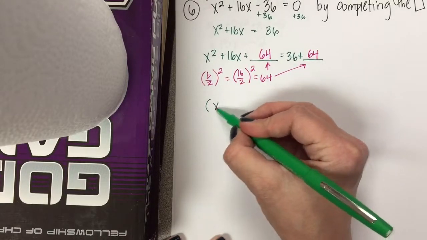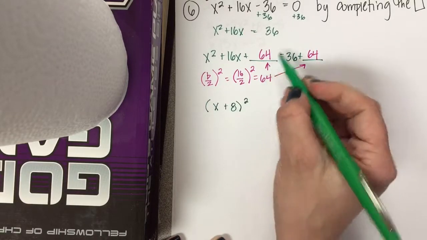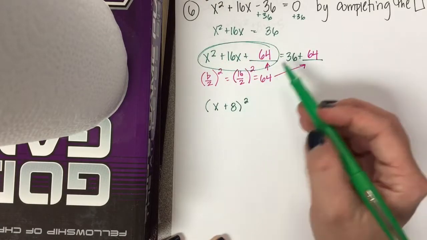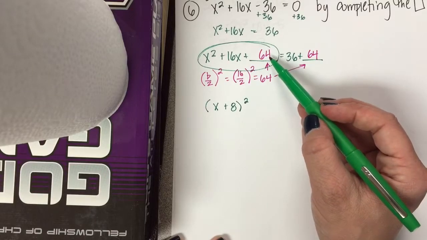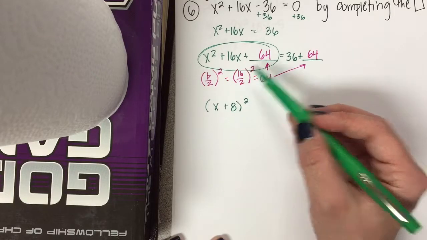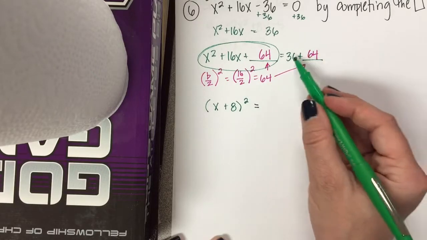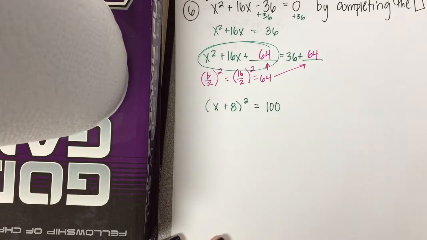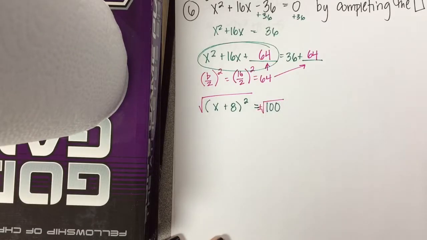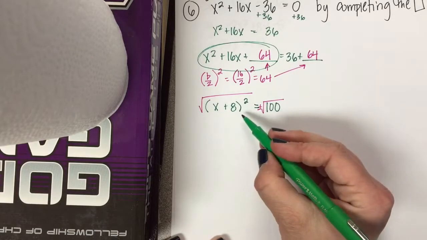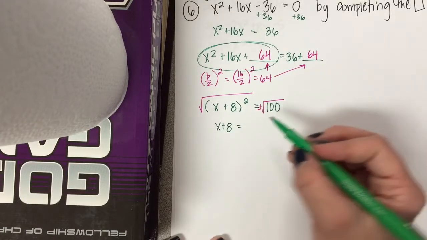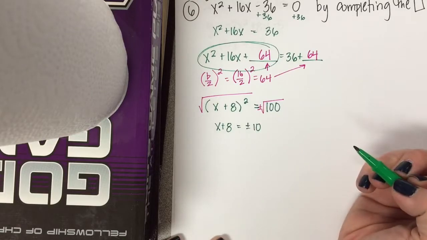So the whole reason I did that was so I could rewrite this part as the square of a binomial, where the square root of 64 is 8. So I know 8 times 8 is 64, and 8 plus 8 is 16. And that now equals 36 plus 64, which is 100. So now I take the square root of both sides. So the square root of x plus 8 squared is just x plus 8. Then I have plus or minus the square root of 100. So that's plus or minus 10.